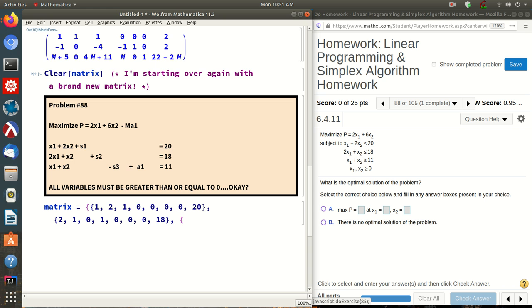The bottom row, oh, we haven't even gotten there yet. Okay. So, 1x1, 1x2, no s1, no s2. We have s3, an artificial variable. Again, we need that extra column for the P function. The bottom row is negative 2x1, negative 6x2, no s1, no s2, no s3, no a1. No, there is an a1. The coefficient is M. And we do have the 1 that represents the objective function P, and then 0.